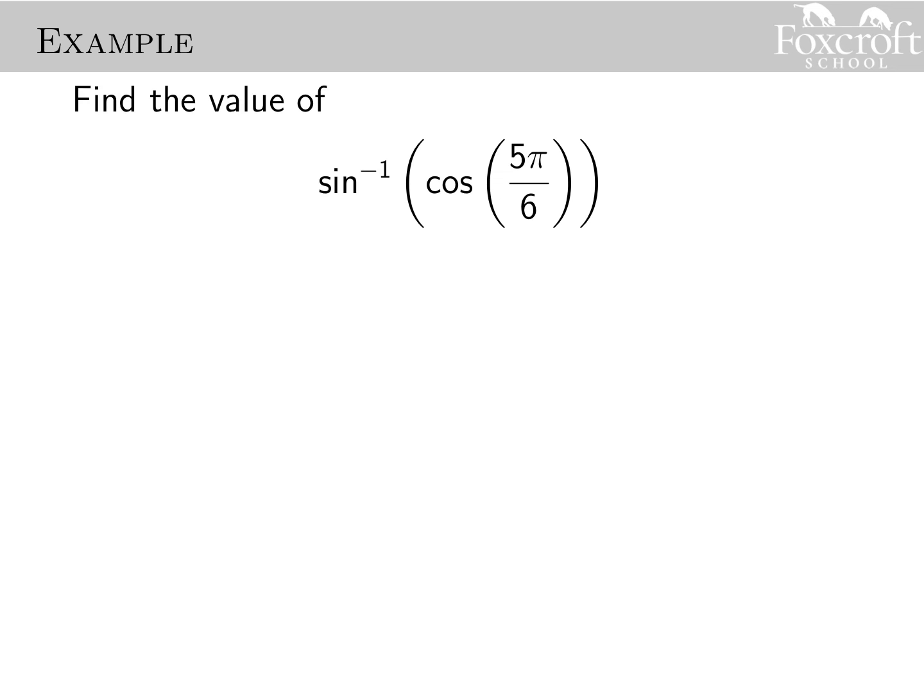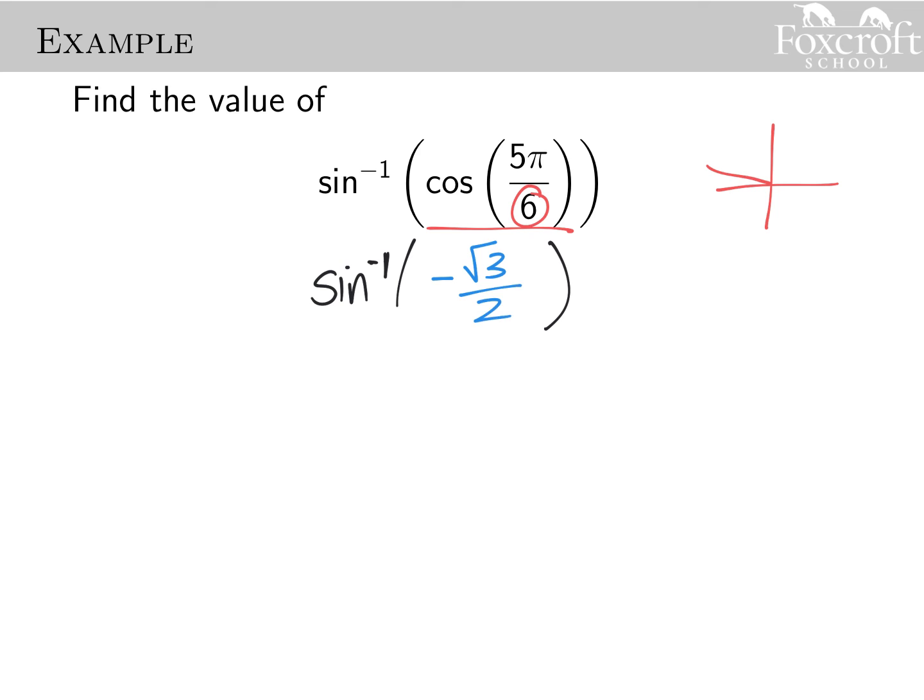Because for the inside part, cosine of 5π/6, that's just using the unit circle. It's in quadrant 2, and it's related to π/6. That tells me that the inside part of this problem is going to be equal to, let's see, cosine of π/6 is the square root of 3/2, so it's going to be negative square root of 3/2.